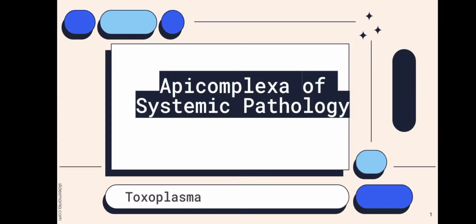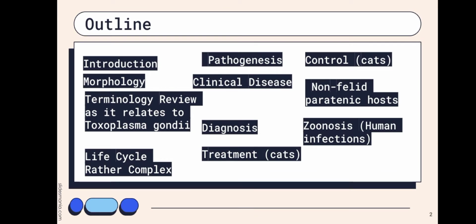Apicomplexa of systemic pathology in Toxoplasma. The outline of this presentation: first is the introduction, second, the morphology, the terminology review as it relates to Toxoplasma gondii, the life cycle, rather complex, the pathogenesis, the clinical disease, the diagnosis, the treatment, especially in cats, the control, paratenic host, and zoonosis in human infections.